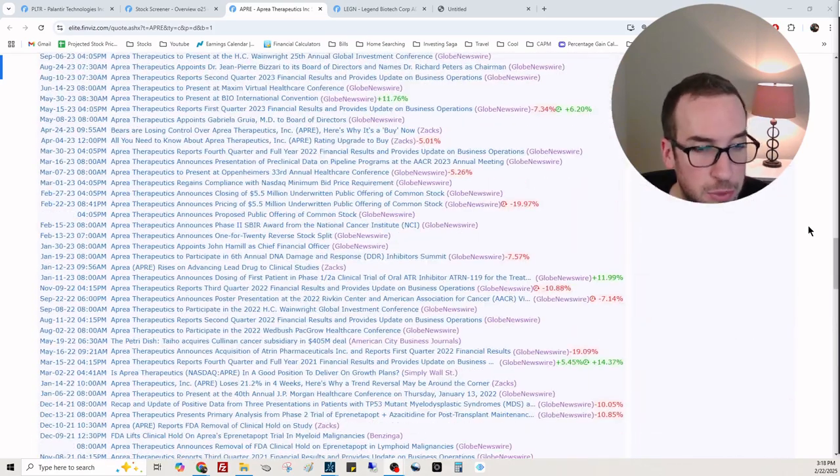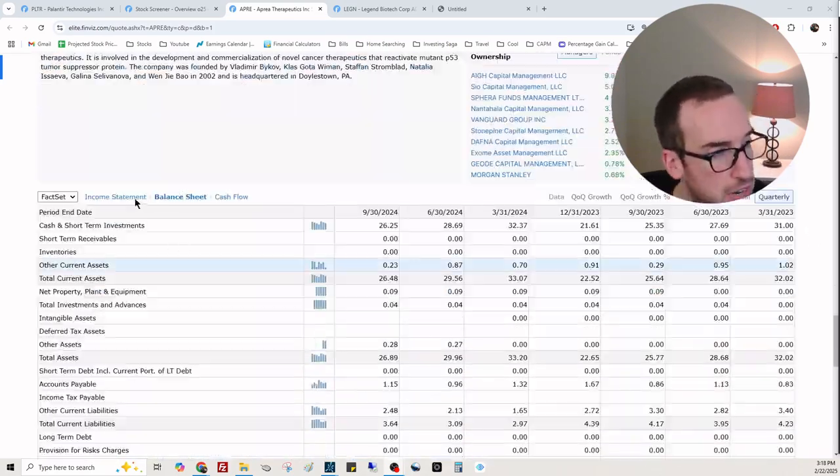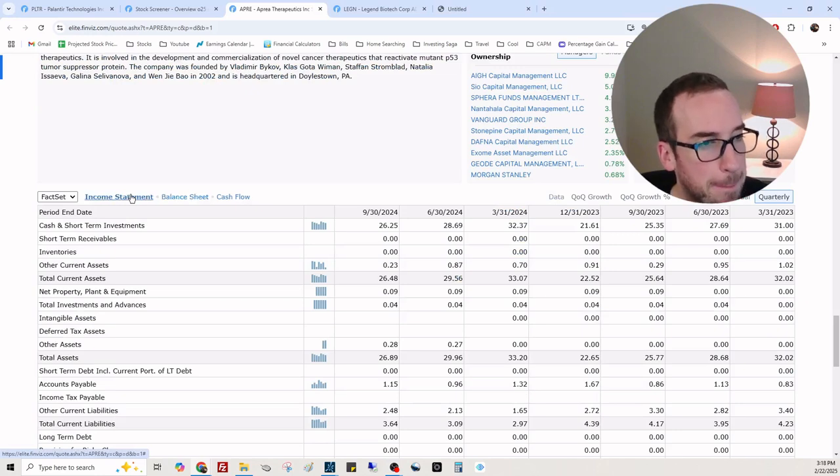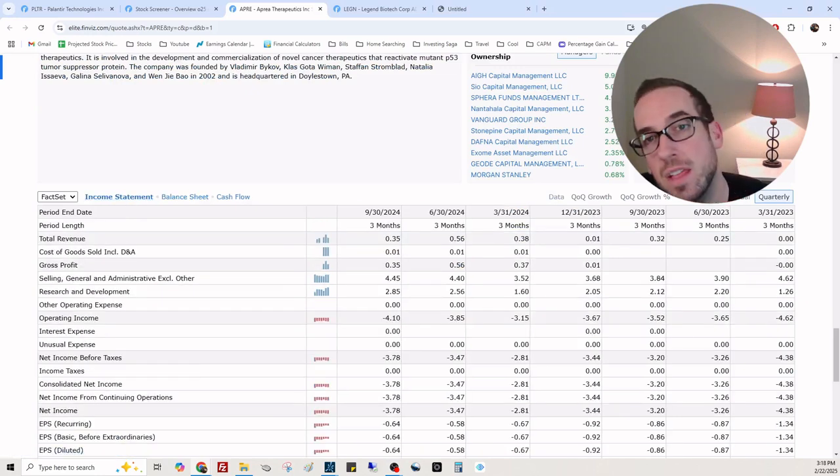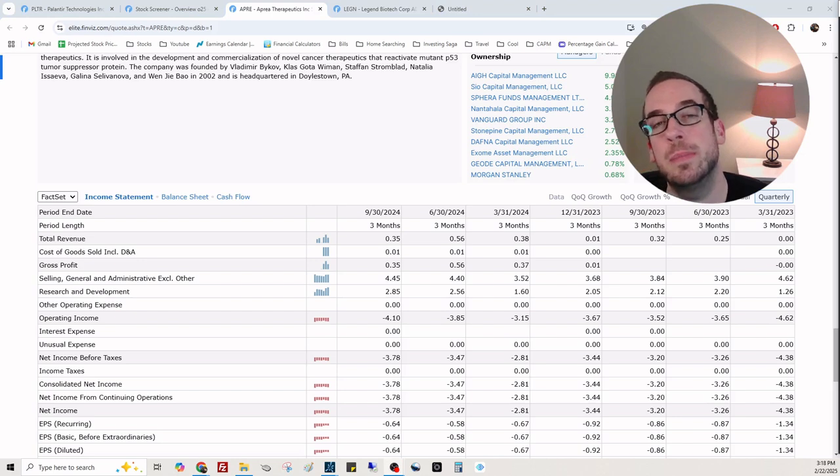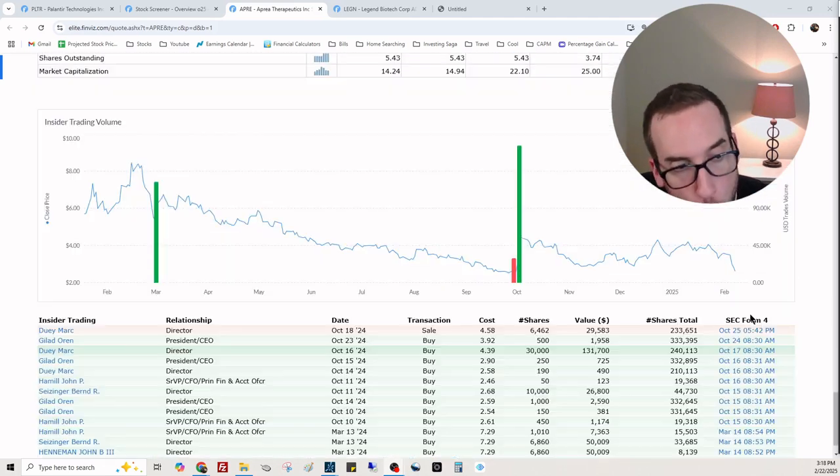Now, are they going to? Let's see, are they making profits now? Let's see. Income. One more time. Okay. So they are making money. It's not that much, but Q1 of 2024, they made 380K. Q2, they made 560K. Big beat here. Q3, they made 350K. Last year, they made 320K. So they are slowly getting there.